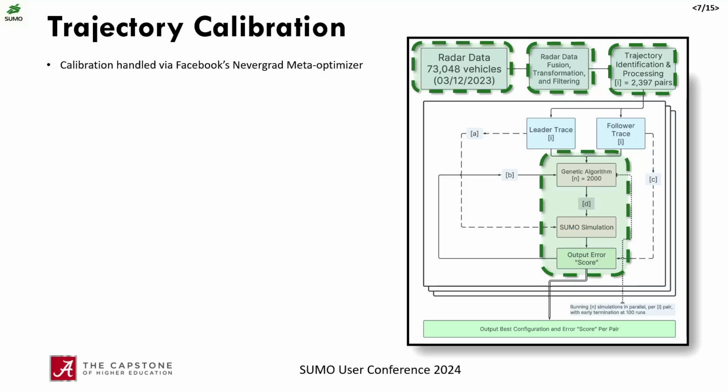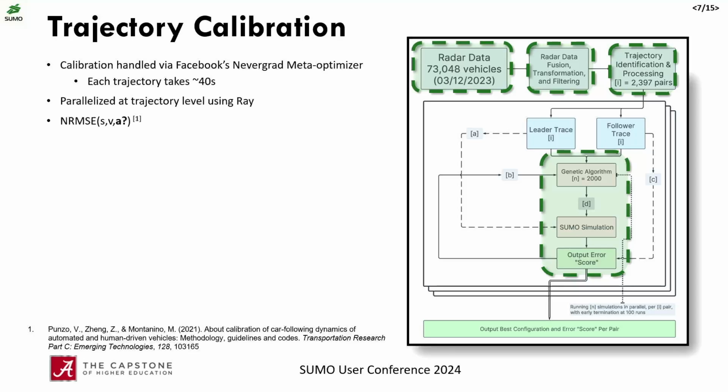And we actually used Facebook's Nevergrad meta optimizer for the optimization algorithm. Each trajectory takes around 40 seconds to optimize. And we parallelized at the trajectory level using Ray. So instead of parallelizing the genetic algorithm, we just do that on a single core, but process many of these at the same time. We found that this is better and ultimately faster.